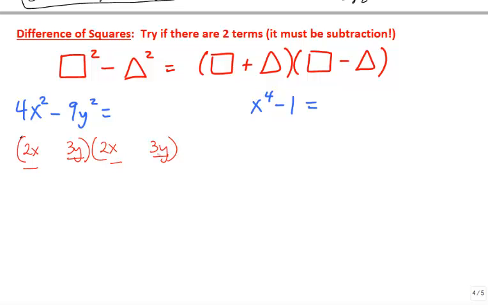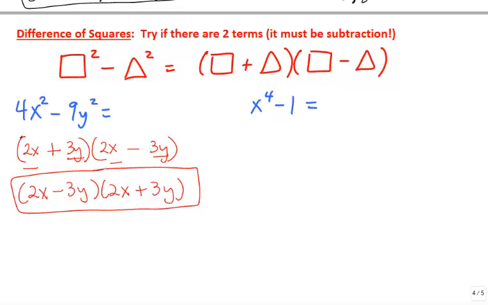And in this difference of squares pattern, one of these is plus and one of these is minus. You could also write this as 2x minus 3y and 2x plus 3y. It doesn't matter which one's plus and which one's minus as long as you have one of each. So this would be my final factored form.